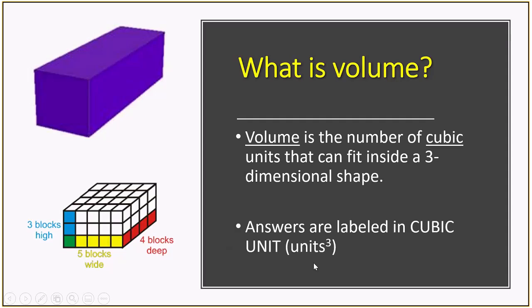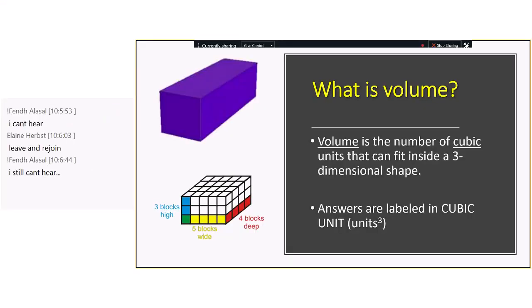Another important thing about volume is that all of our answers are labeled using cubic units. So what does that mean? That means that if you have something like an answer of 27 feet, you would say 27 feet cubed. And we use this little 3. It's an exponent. It's raised kind of like a 2 is when you square things. So if our unit was centimeters, we would say centimeters cubed with the little 3.